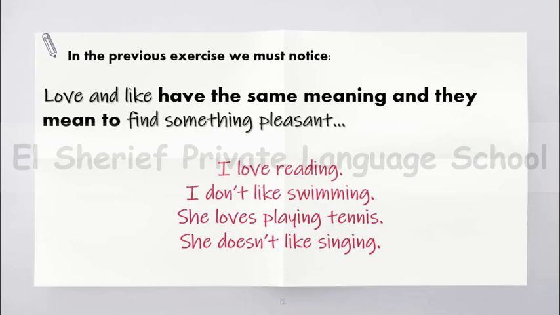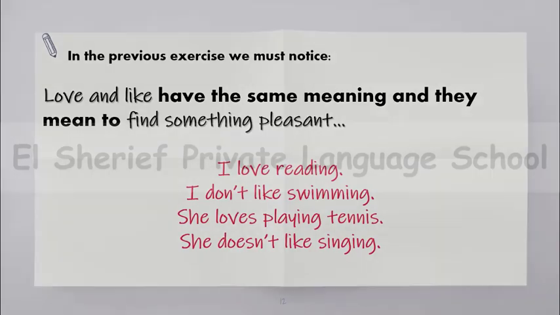Now let's move on. In the previous exercise, we must note that love and like have the same meaning and they mean to find something pleasant. When I tell you I love reading, it's the same as I like reading. So for the affirmative one, I say I love or like plus the gerund. But for the negative form, we use don't like or doesn't like. So we are going to say, I love reading, I don't like swimming. Or she loves playing tennis, and she doesn't like singing.